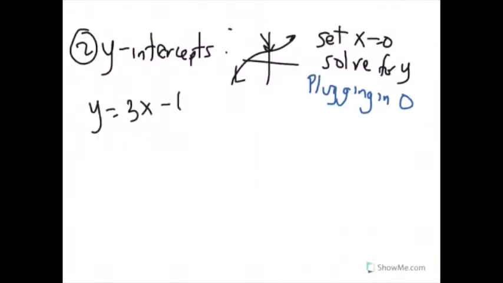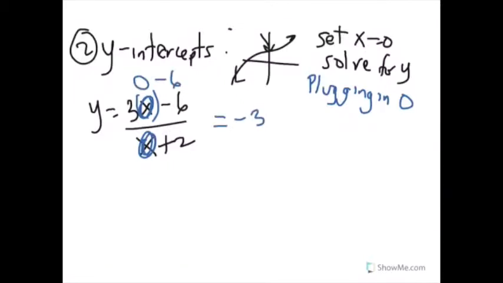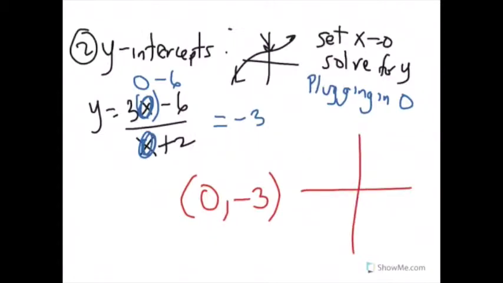Y equals 3x minus 6 over x plus 2. If x becomes 0, I've got 0 minus 6 over 2, which is negative 3. Again, this is not the final answer. You have to write it as (0, negative 3). So far for this graph, I already know I've got (0, negative 3) and (2, 0). I've got two coordinates on my graph already. But obviously there's more we have to do.